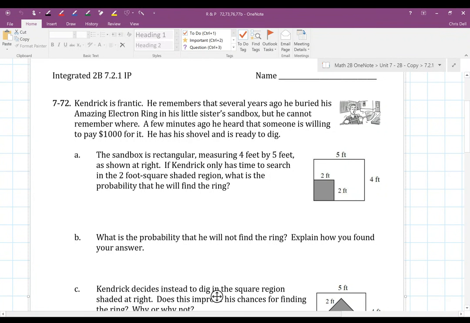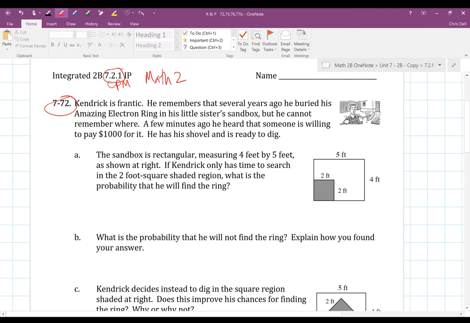We are looking at a probability question, but specifically probability when it comes to area as our content there. So this problem is coming from Math 2, so CPM Integrated Math 2, and this is section 7.1.2.1, specifically number 7-72. So let's read it and we'll go from there.